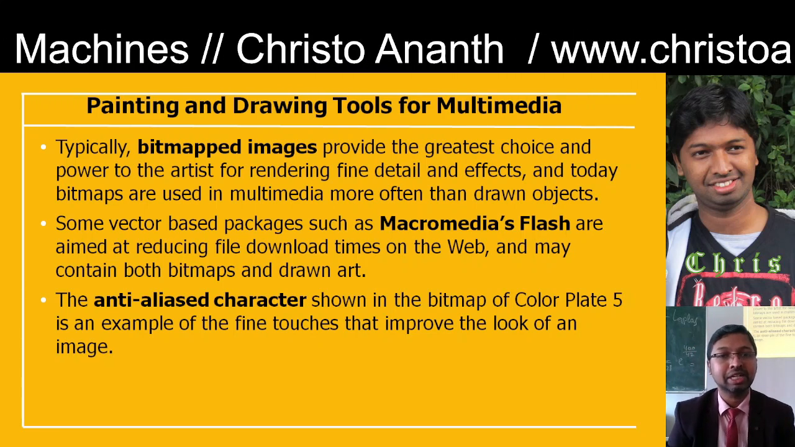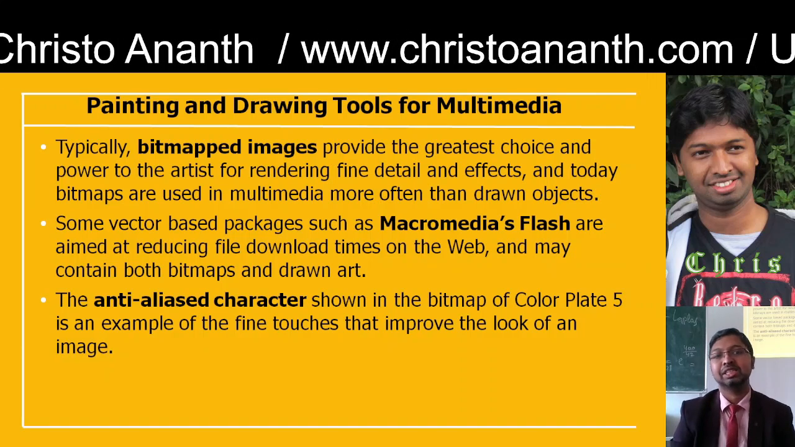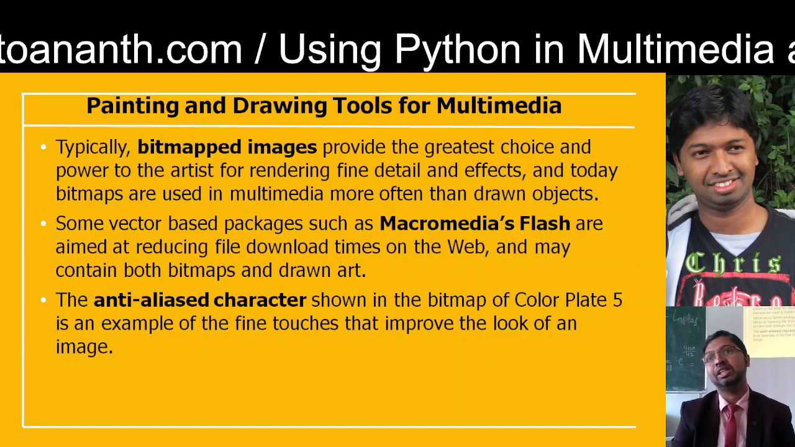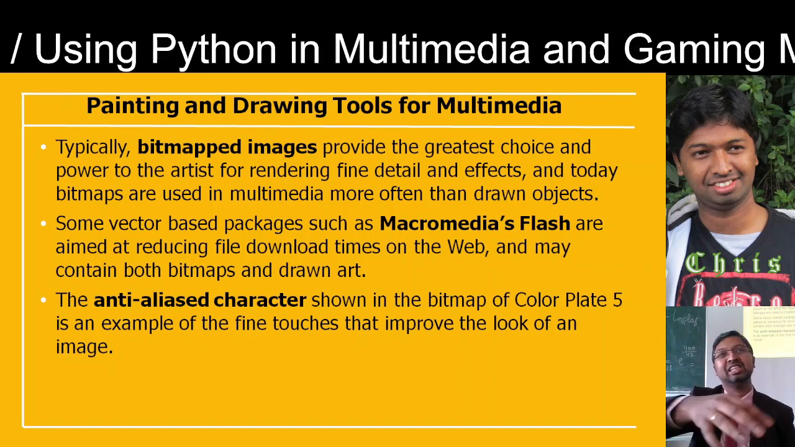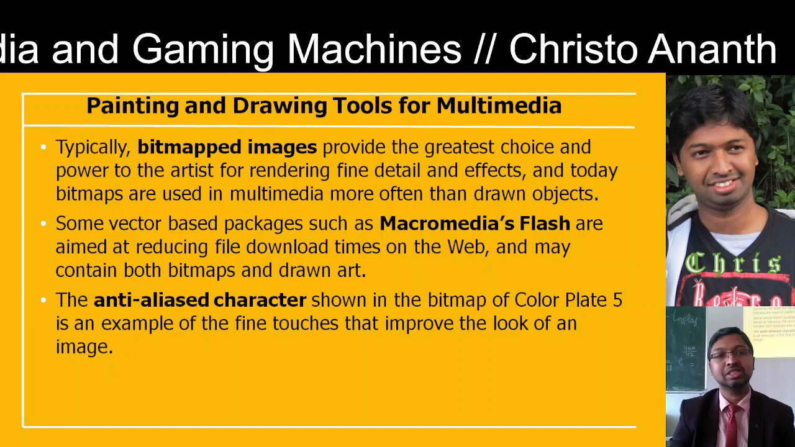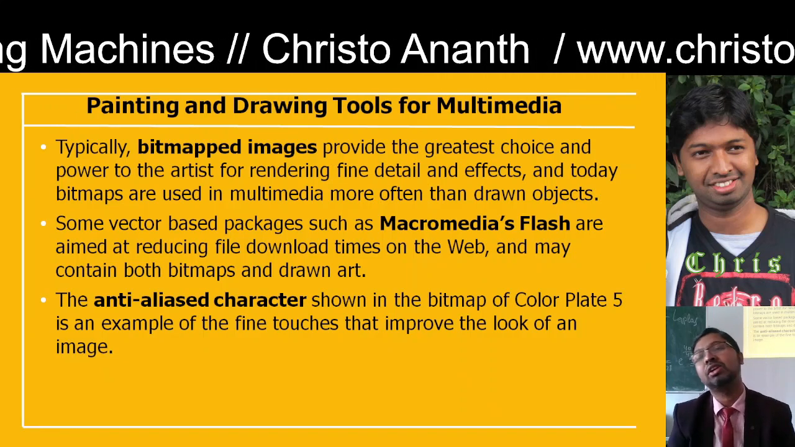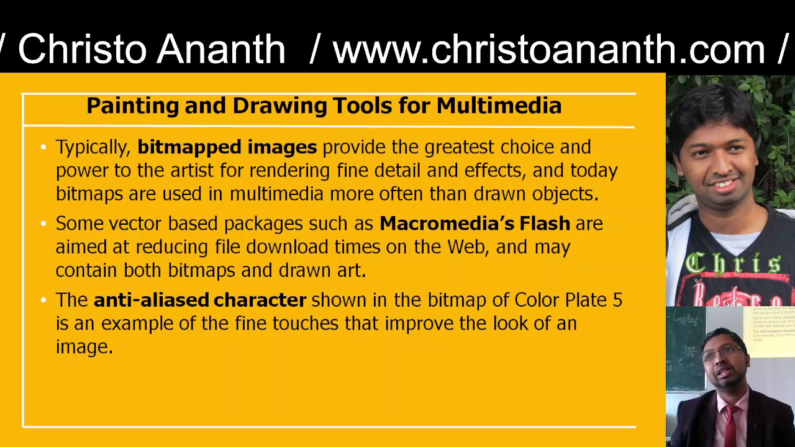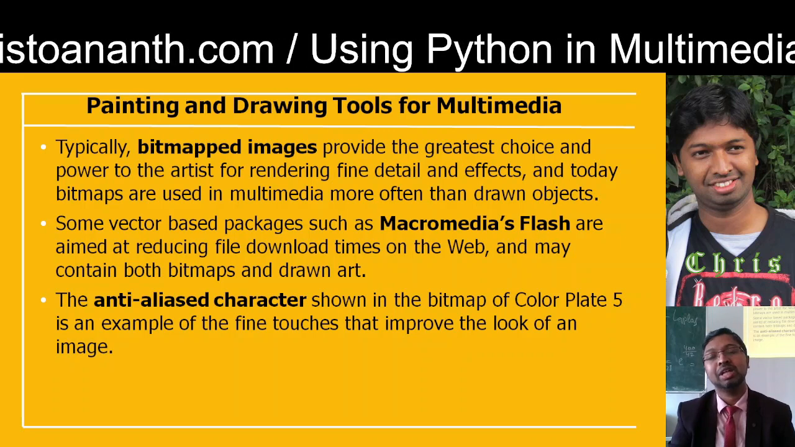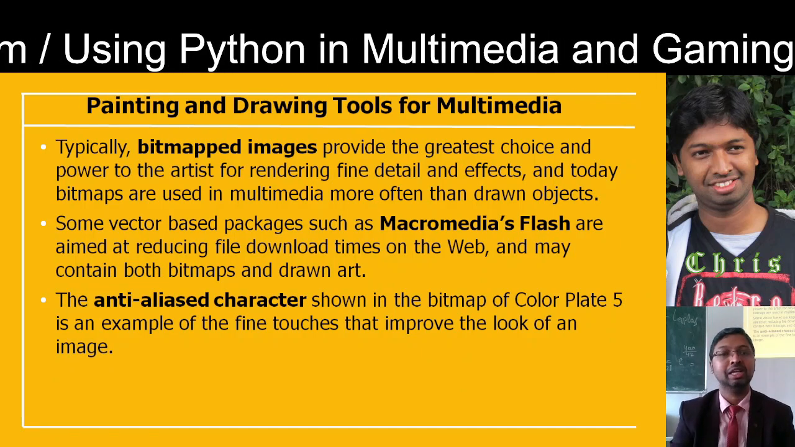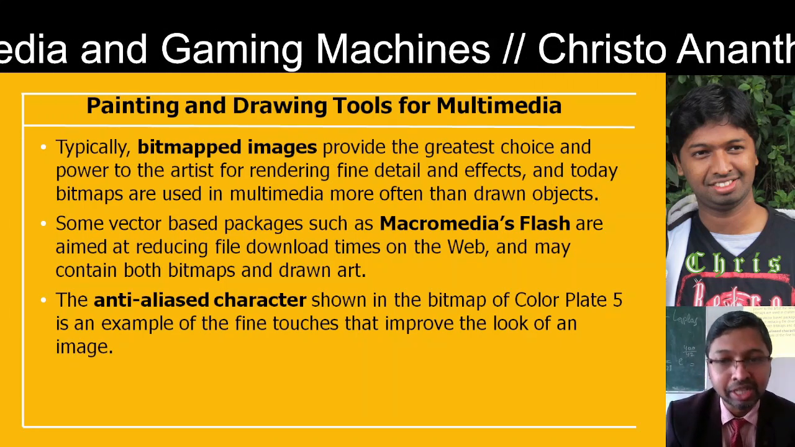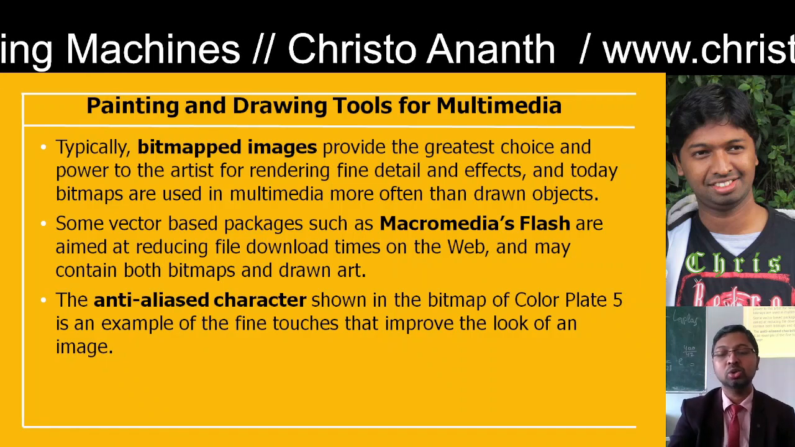Okay, so vector packages like Macromedia Flash aim at reducing file download times on the web. For example, if a file is of larger size, it takes much more time to download. Okay, and this is the ease with which you can have both bitmaps and drawn art as well. In these characteristics you use both aliased as well as anti-aliased characters. The anti-aliased character in the bitmap of the color palette file is a great example of how fine touches improve the look of a particular image.